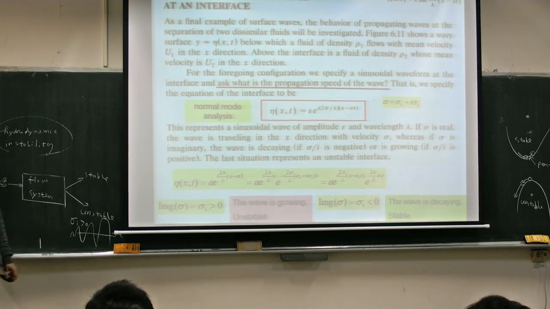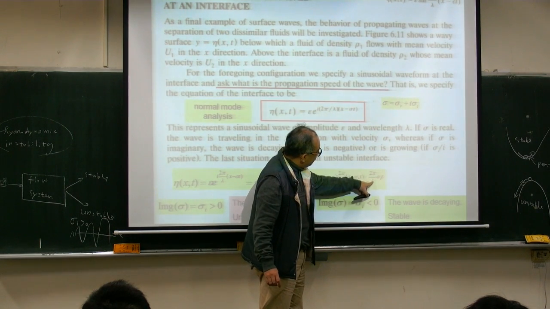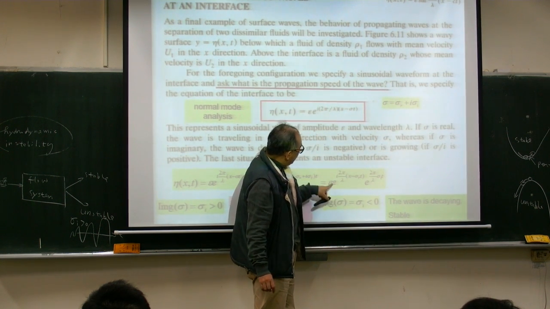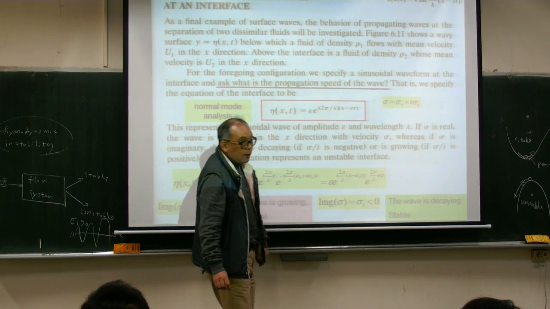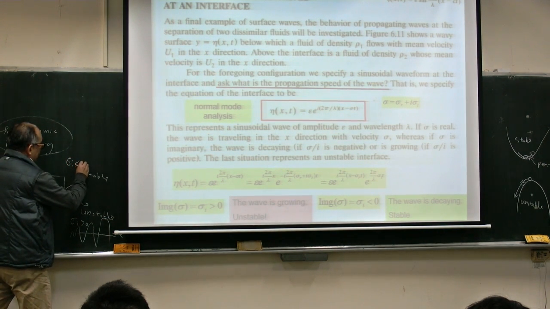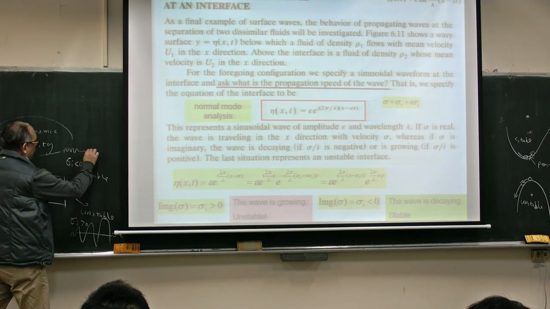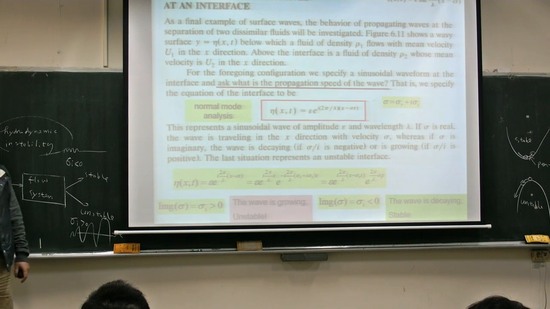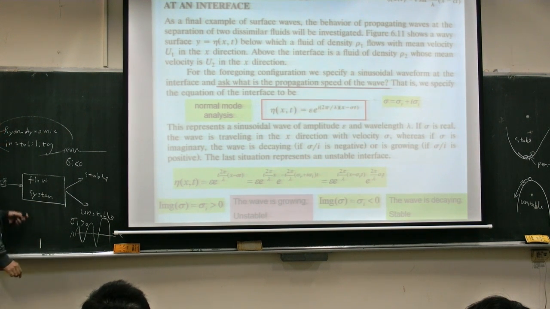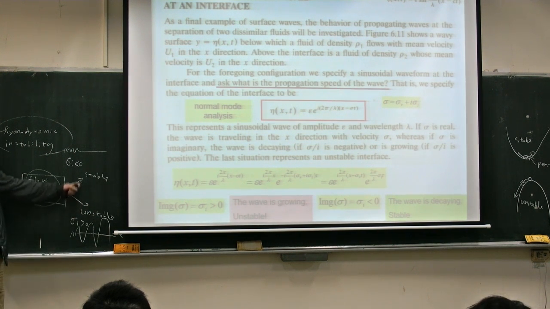Vice versa, if sigma I is less than 0, it is exponential decay, because when time increases this exponent is negative. So it's exponential decay because this system is stable. It means if you have a small amplitude, eventually the amplitude will damp out. So the flow system could be unstable or stable.